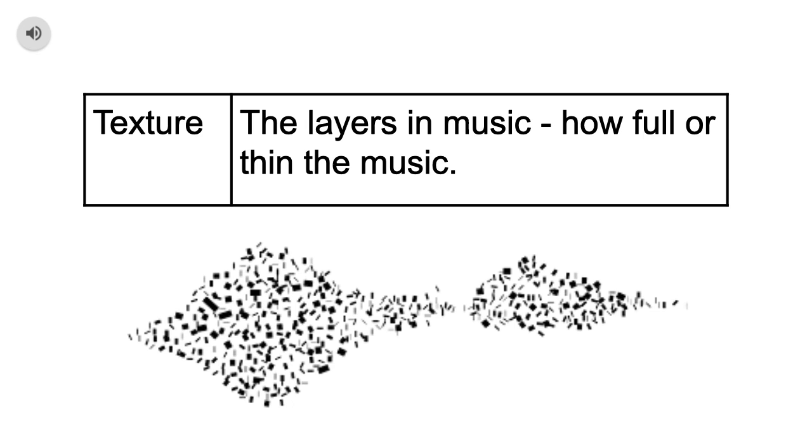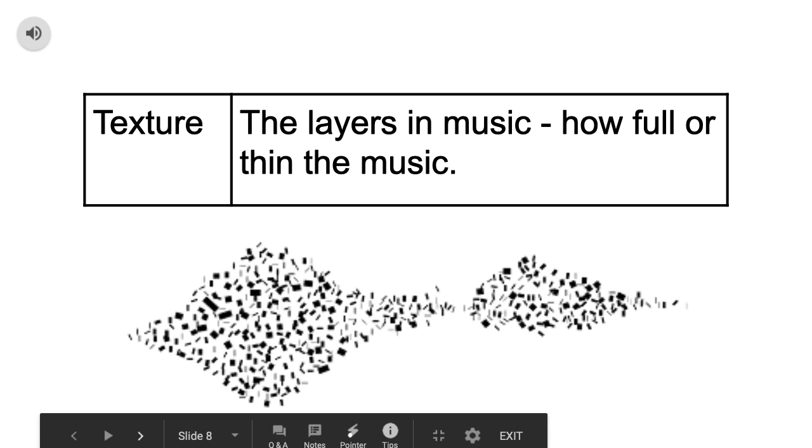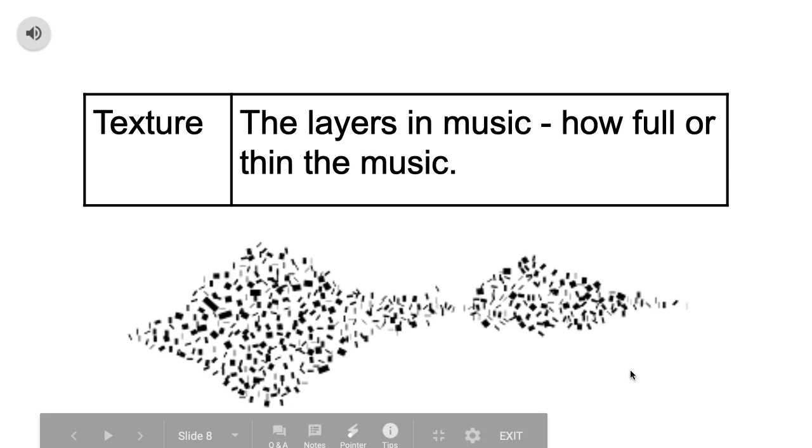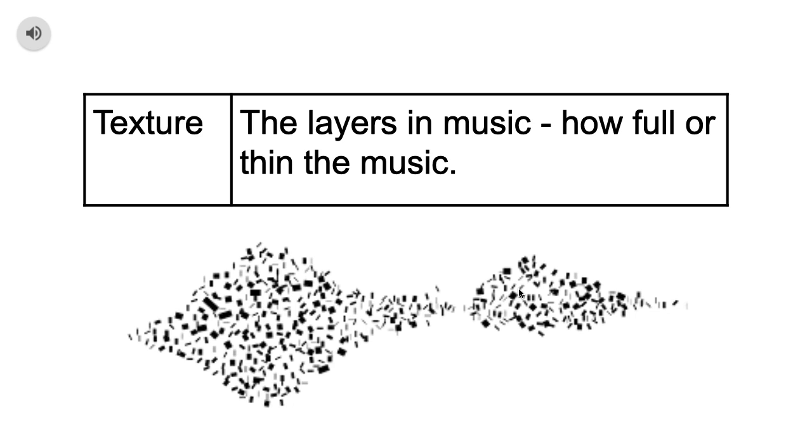Texture, the layers in music, how full or thin the music is. So this is quite a nice little diagram for you. So you can have a thick texture with lots of instruments playing, and then also lots of instruments playing different parts. So they're all climbing on top of each other and creating a thick, full texture. Or you can have just, I don't know, one thing playing, or two things, like that, that's quite a thin texture. If you were to add another, it thickens the texture a little bit because you've added a layer.